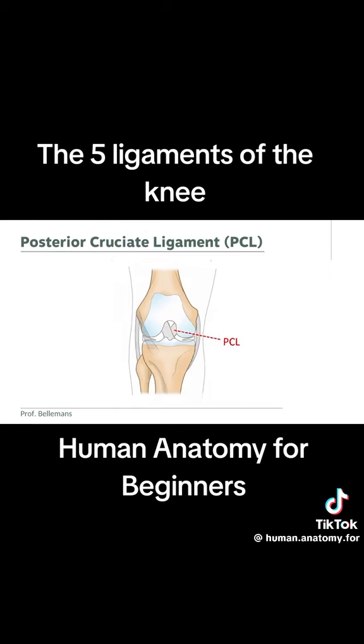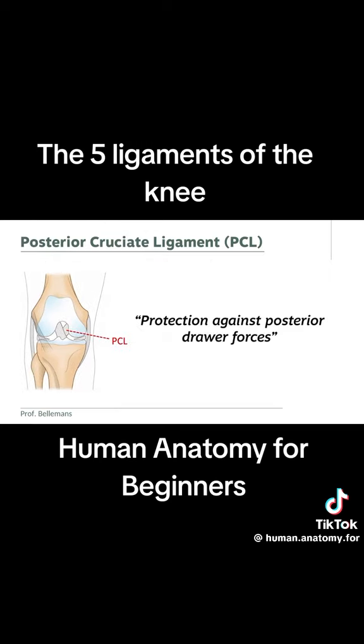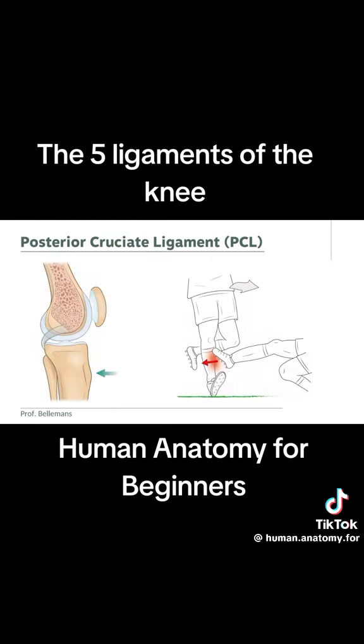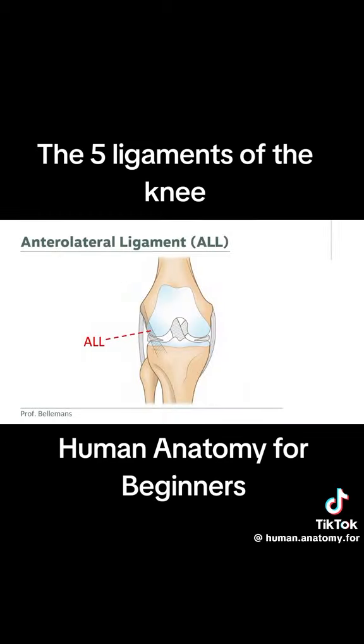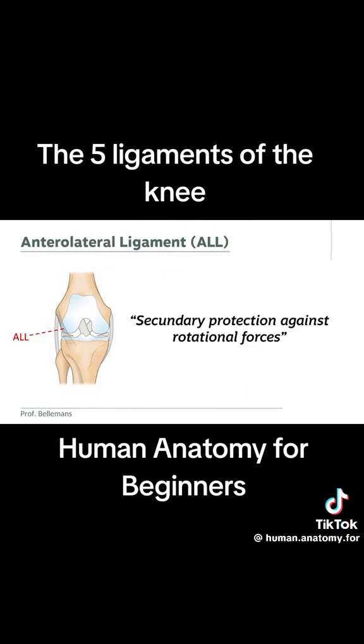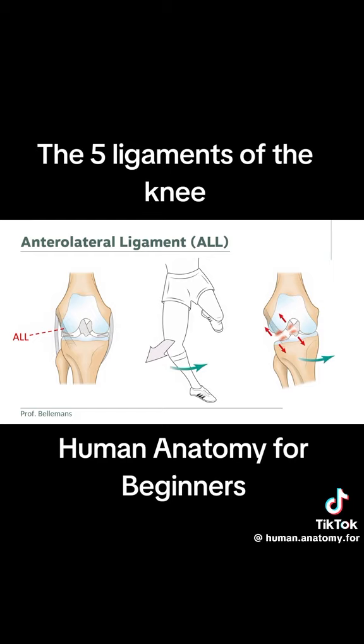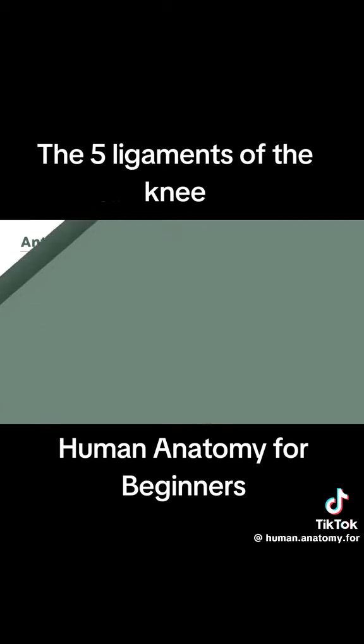The PCL protects the knee against posterior drawer forces. That are forces that push the lower leg backwards, such as during a frontside tackle. The anterolateral ligament is the backup ligament of the ACL. It provides a secondary protection against rotational forces, and therefore helps the ACL in controlling vigorous rotation or pivoting.